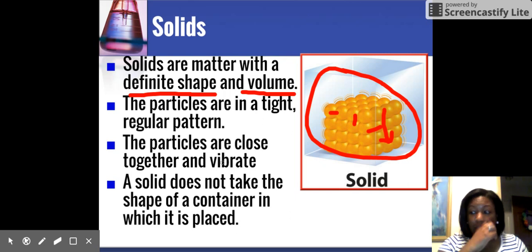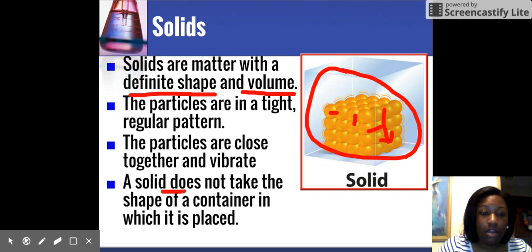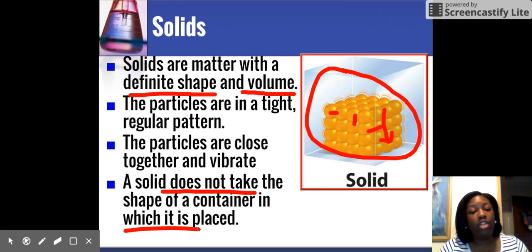Also, a solid does not take the shape of its container. If I take a cup and put this solid object in there, it's not taking on the cup's shape. The solid remains in its own shape. It does not take the shape of a container in which it is placed.